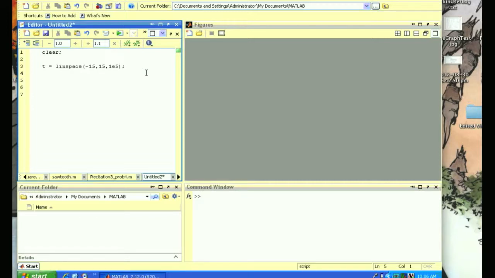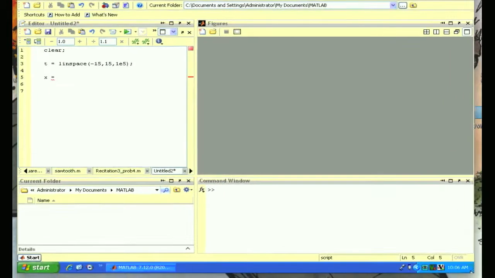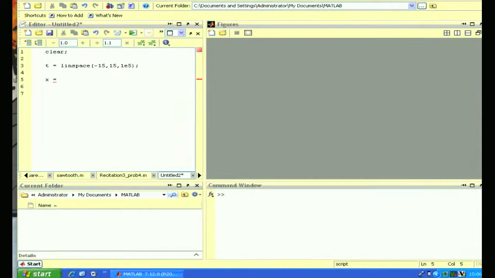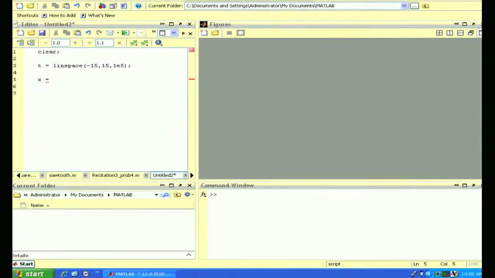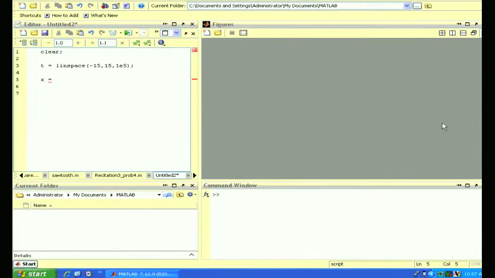Okay, and now we need to create the signal X. The first thing I'm going to do is define an array X. That's going to be my signal, and I want X to have the same dimensions as T. So I'm going to start by initializing that array to all zeros. Has anybody programmed in C? When you program in C, you have to declare your variables, right? In MATLAB, you don't have to declare your variables.